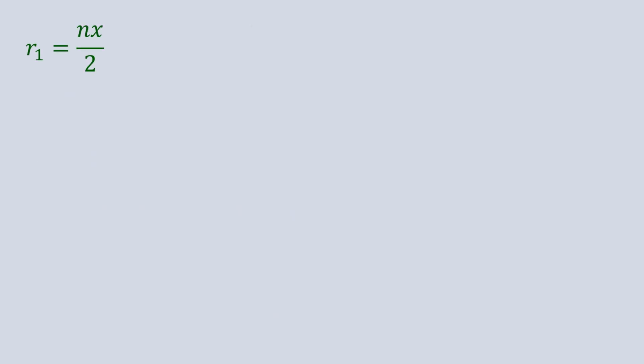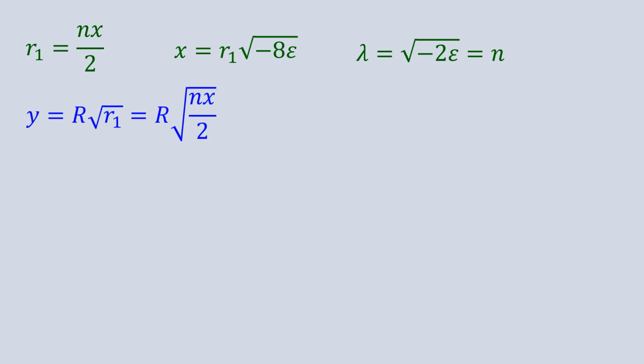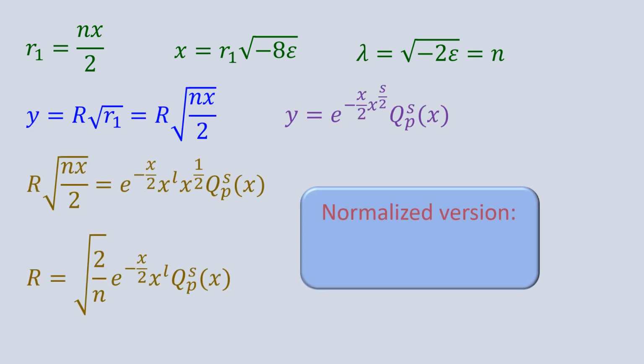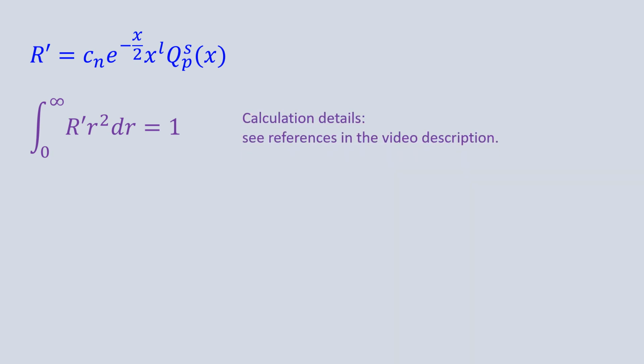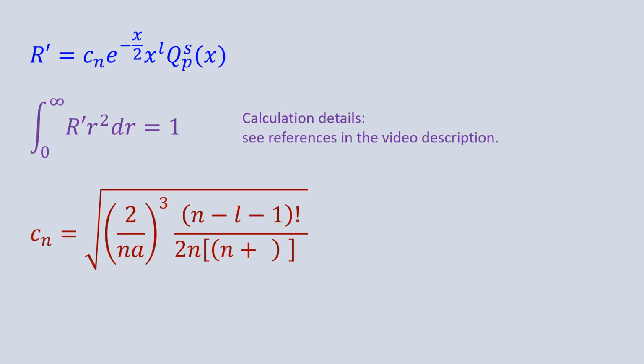The relationship between r1 and x is r1 equals n x over 2. You can derive this from the definition of x and lambda, and also the fact that lambda is equal to n. Putting this into the expression of y, we can replace y with capital R and be ready for normalization. This is the integration that will be used for normalization. The additional r squared term is present because the integration is calculated in spherical coordinates. I'm not going to show you the normalization process because it is very tedious, but here is the normalization constant.